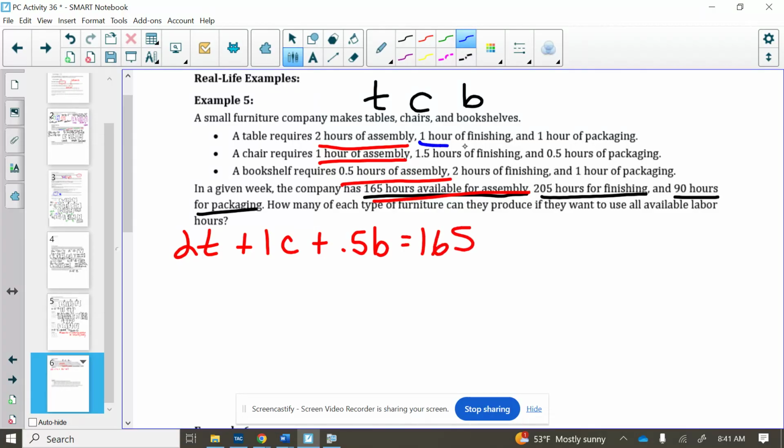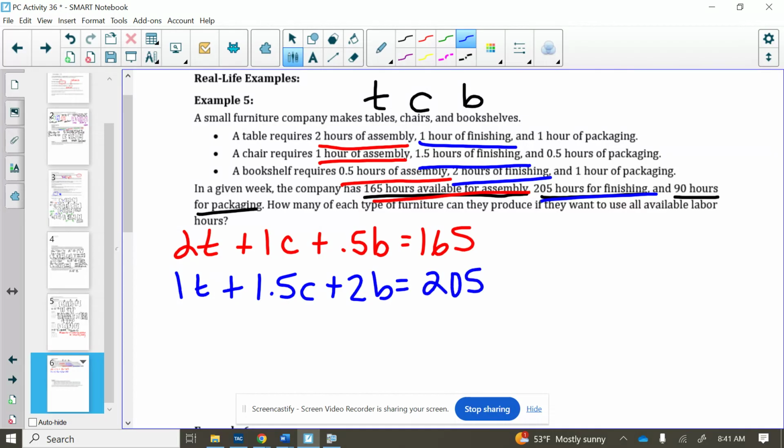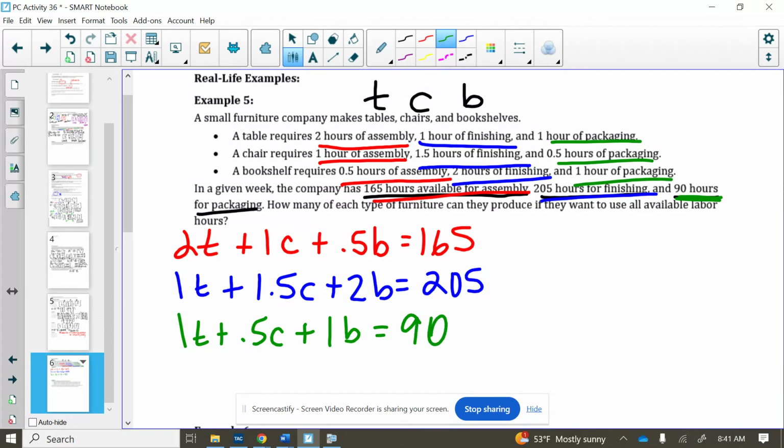and that has to add up to be 165. And then we have the finishing time, so we have 1 hour per table, 1.5 hours per chair, 2 hours for bookshelf for finishing. That is allotted 205 hours per week. And the last part then is our packaging time. It takes 1 hour per table, a half hour per chair, and 1 hour for a bookshelf for a total of 90 hours on that.